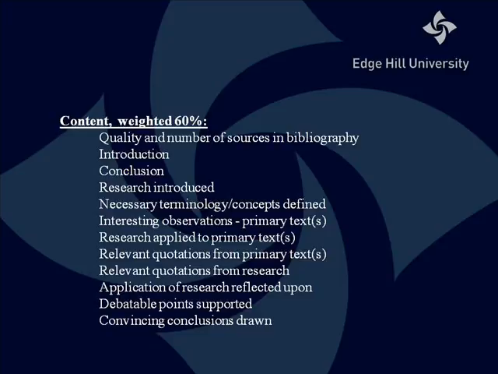Interesting observations, so observe what's interesting in the primary text. What is noteworthy in these plays? Then research applied to the primary text, very important. Don't try to talk about the text, then talk about the research. Apply the research as a tool to the text. Draw quotations from the primary text and from the research that are relevant and apply them. Apply research and then reflect upon it. Support all your points and then draw convincing conclusions.